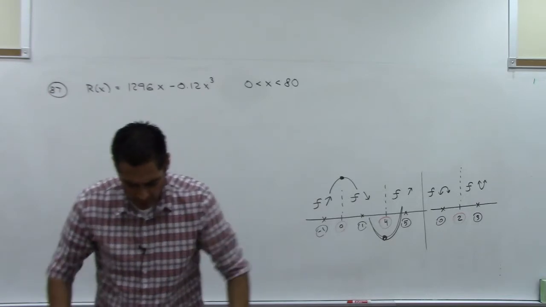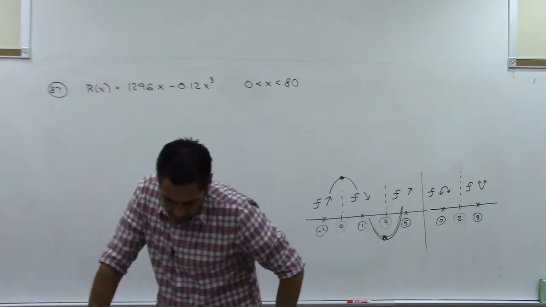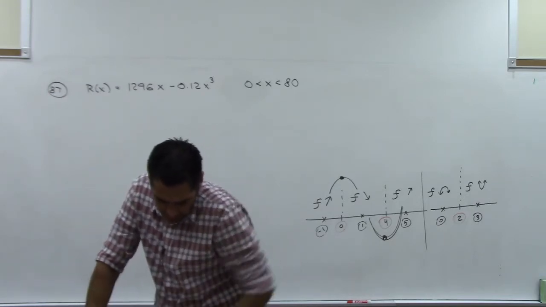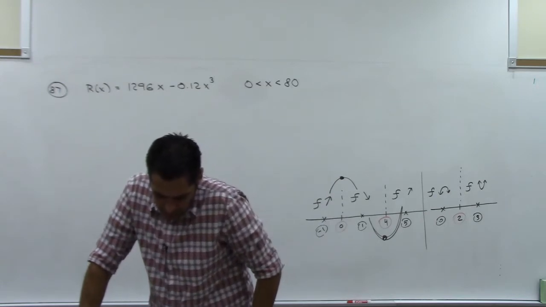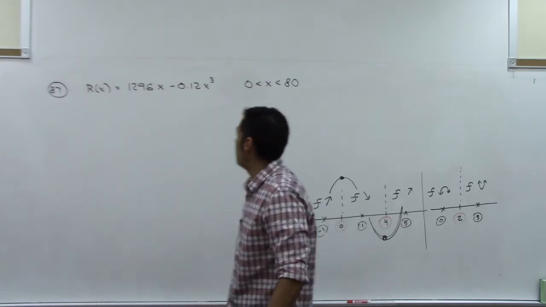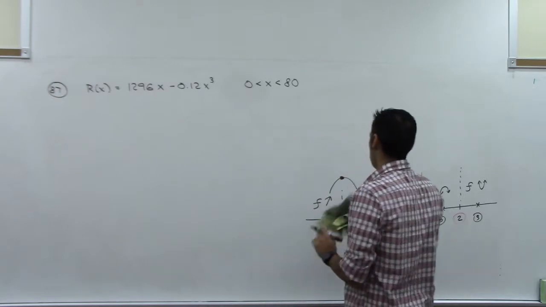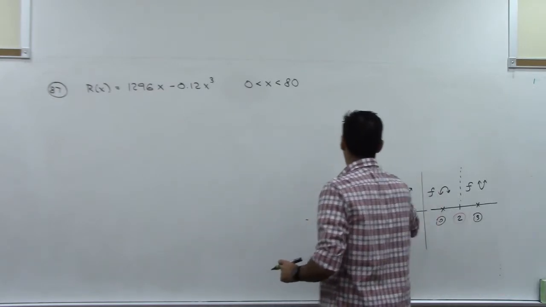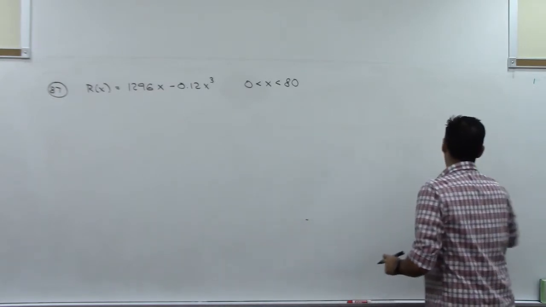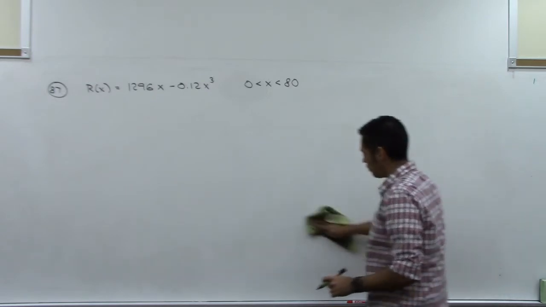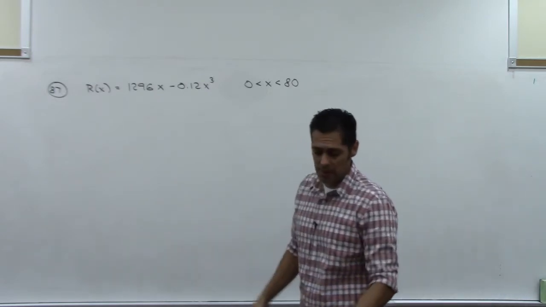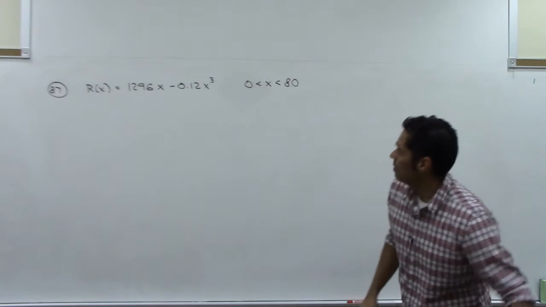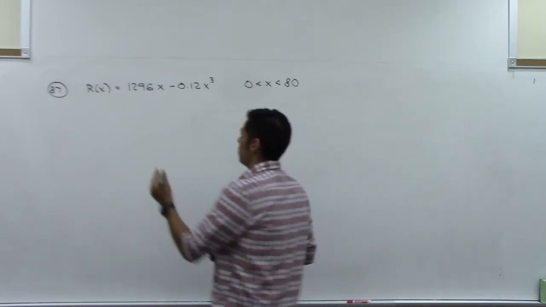So it says find the local extrema of the revenue function, and on which intervals the graph of the revenue function is concave up and concave down. So we're basically going to be following the same procedure we did earlier to try and find where this thing is increasing, decreasing, concave up and concave down. All right, let's do it. I'm going to need both the first and second derivatives for this.